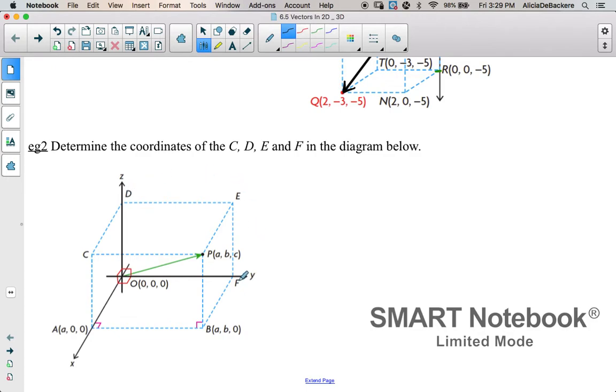All right, in the next example here, we want to determine the coordinates of C, D, E, and F in the diagram below. Now, what we've got here are these other points A, B, and P on the box in terms of the letters A, B, and C lowercase. So we're going to come up with these in terms of A, B, and C.